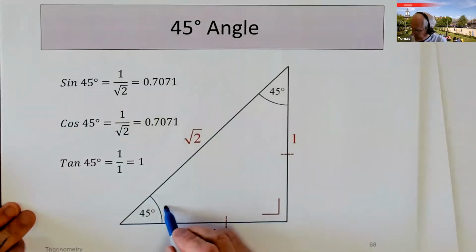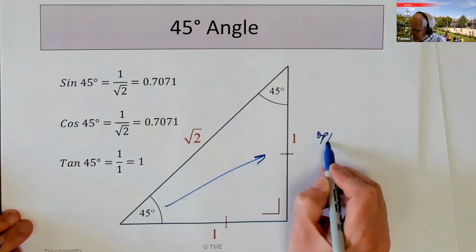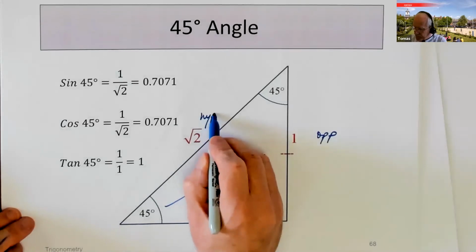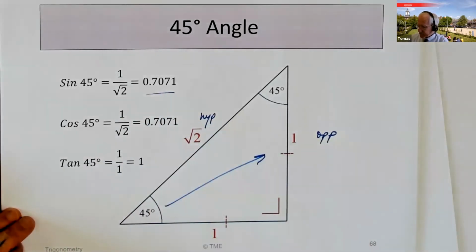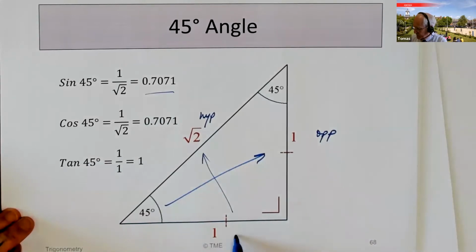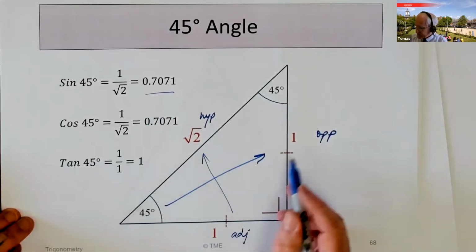Sine of 45, if this is your 45, that's your opposite over your hypotenuse, is 0.7071. Cos is adjacent over hypotenuse, and tan is 1.